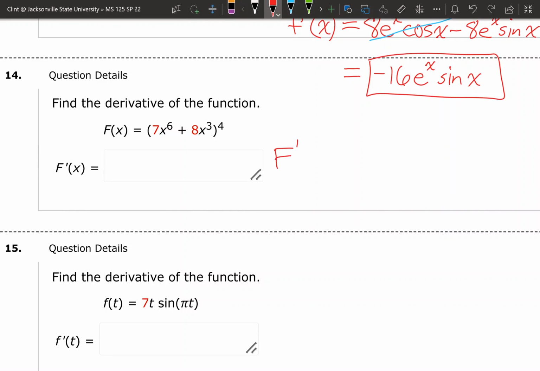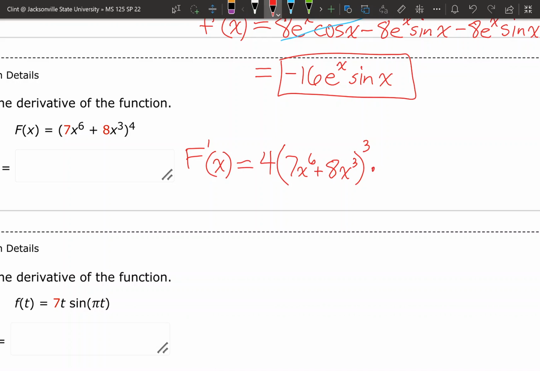So f prime of x here. Our outside function is the 4th power. So we use the power rule, multiply the 4 out front. Subtract 1 from the exponent. Times the derivative of our inside function, so times the derivative of that polynomial in there. So it's 42x to the 5th plus 24x squared. And just leave it like that this time.